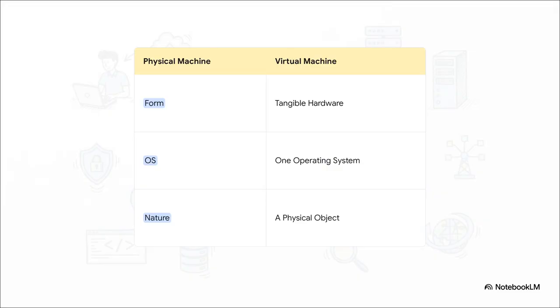This little comparison really helps make it click. Your laptop? That's a physical machine. It's tangible hardware, right? You can touch it, and it runs one main OS. A VM, on the other hand, is just a software file. It's a digital abstraction, an idea of a computer. It's the ghost in the machine that can run any operating system you tell it to. It's kind of like the difference between a real car and an incredibly realistic driving simulator.